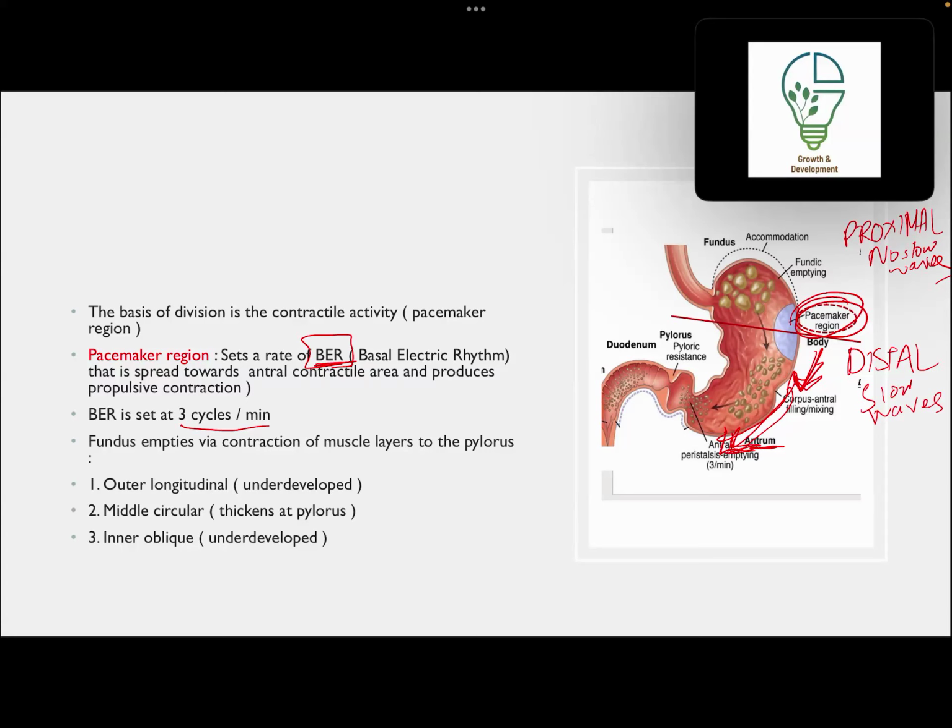Fundus empties via contraction of muscle layers to the pylorus. So the fundus, when it wants to empty, it moves the food to the pylorus. And how does it do this? It's through the muscles. So it has 3 layers. I'm sure you guys already took this in histo: outer longitudinal, middle circular, and inner oblique, right? And as you can see, this is underdeveloped. What does that mean? That means that these muscles are thin, and this is why the fundus can hold so much food, because these muscles are thin and they can expand easily without much opposition.